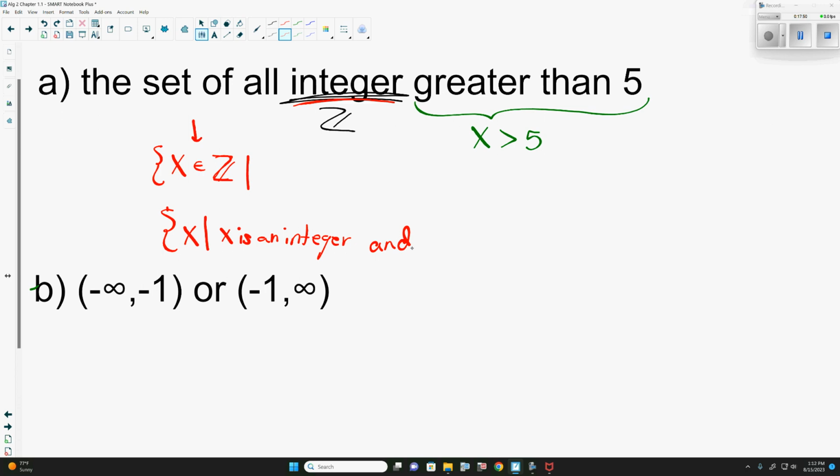Now, what was our description of this here? Our description was what? x is greater than 5. So in both places, we can finish it by saying x is greater than 5. And that's it. Both of these are saying the same thing. One of them is just a little more condensed than the other.